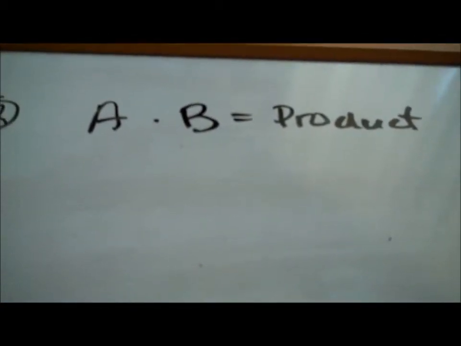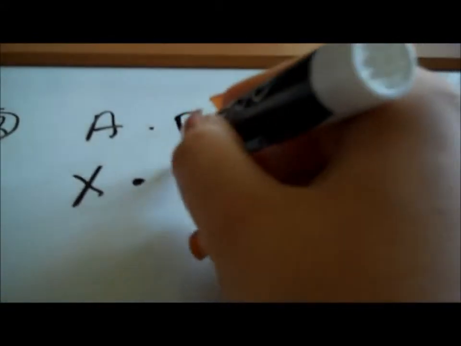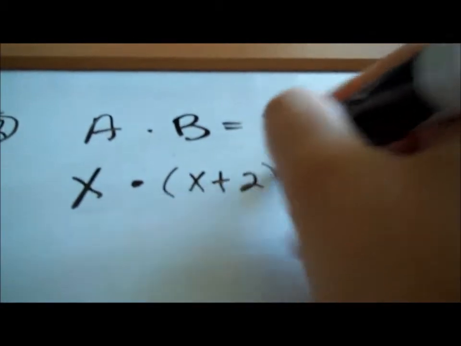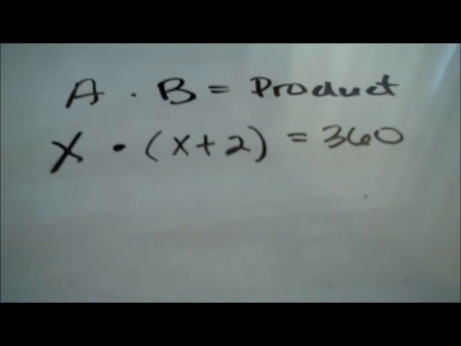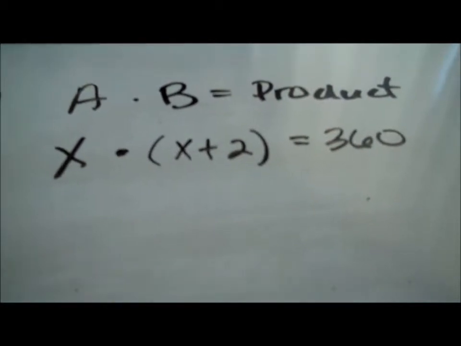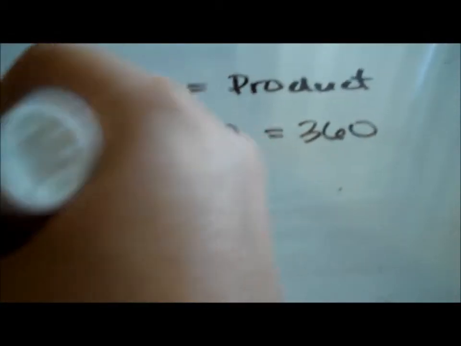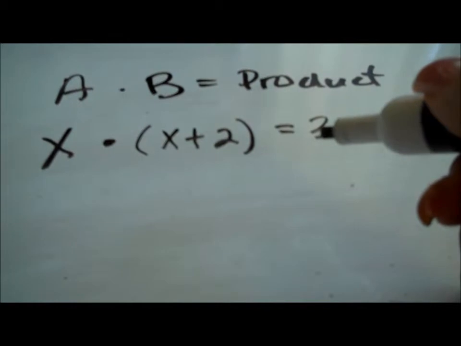So our equation, if you want a simple skeleton equation, we could do A times B equals product. The A is our first one, so that's x. B is our second one, which is x plus 2. And our product is 360. Okay, so that's your equation. Step 3 is then to work this out.